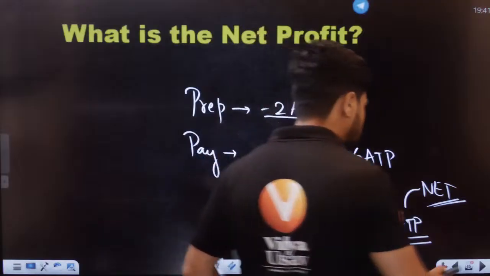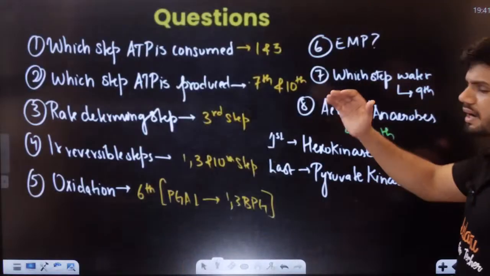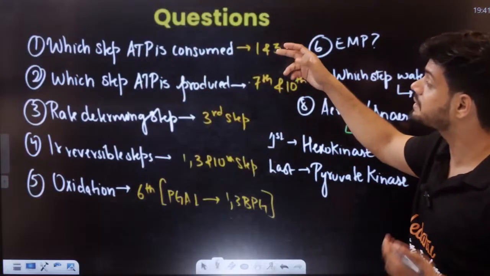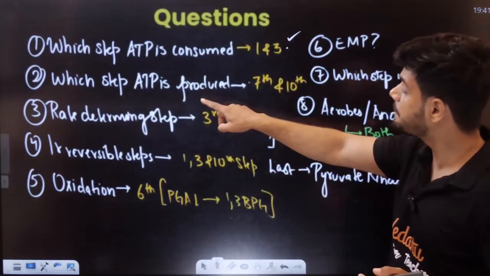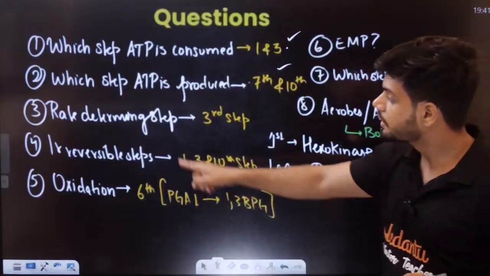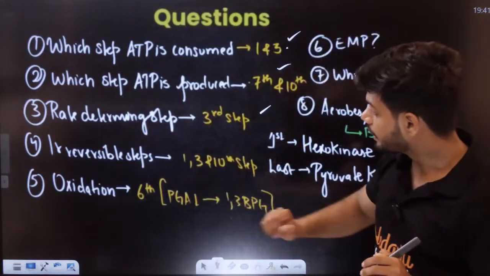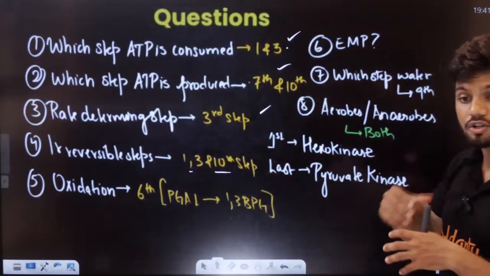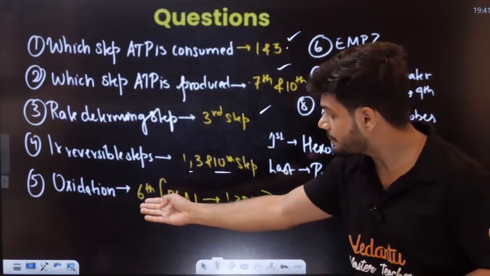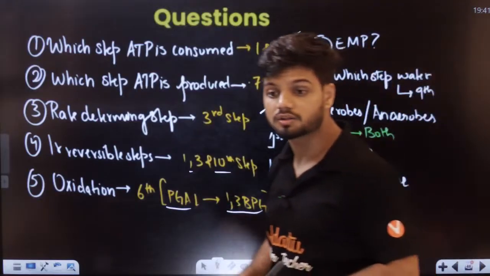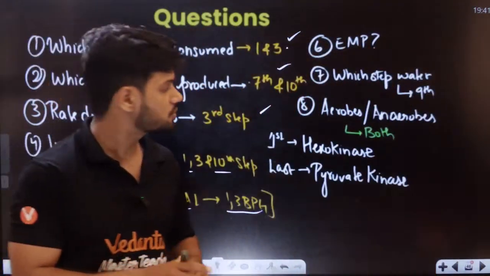Okay, students. Now, here again, what other questions can they ask you? They can ask you in which step ATP is consumed: 1 and 3. In which step ATP is produced: 7 and 10. The rate determining step is the third step because it is the slowest step. Irreversible steps are 1, 3 and 10. We cannot change them back. Oxidation happens in the sixth step, that is PGAL to 1,3-bisphosphoglyceric acid. Oxidation happens there where we get NADH.